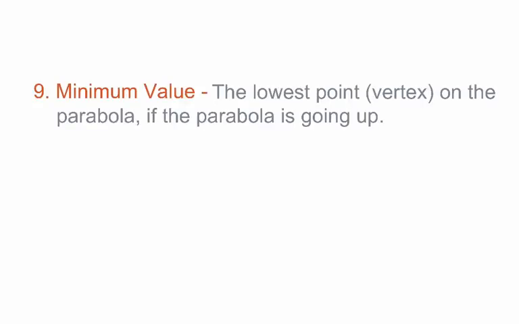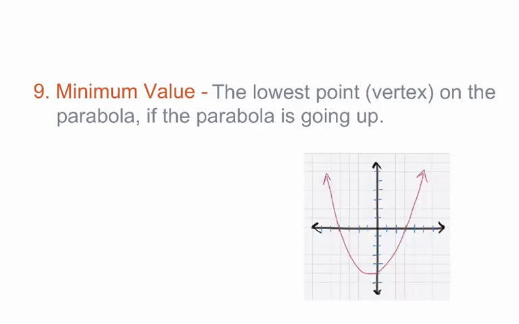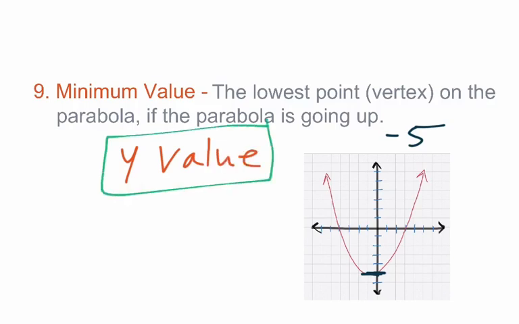So the reverse is then going to be the minimum value. So minimum value is the lowest point on the parabola if the parabola is going up. So got a kind of an upward parabola here. What is the lowest point? Looks like it's right down in that section, right at -5 y. And again, we're just looking for the y value. I'm going to write that in one more time. Y value to make sure that's kind of hitting home. And that's all we want.